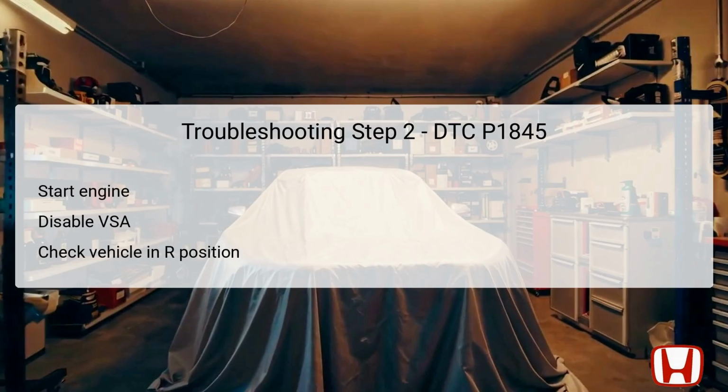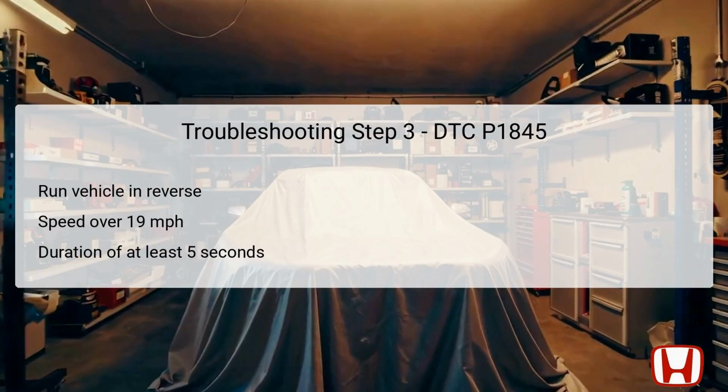Once the engine is running and the VSA is disabled, shift the vehicle into the reverse position. This setting is critical to ensure that any necessary data can be gathered while the car is in a relevant operational mode. Accurately following this step will enable diagnostics to effectively confirm whether the anomalies flagged by the DTC are present during the verification process conducted in the next step.